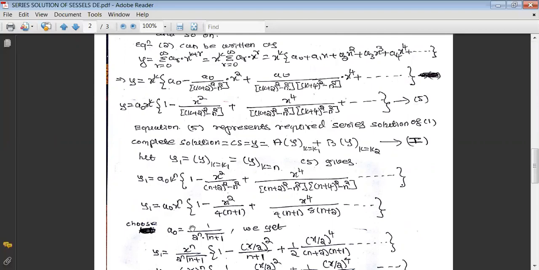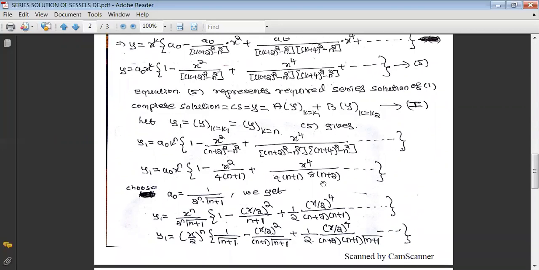It is x raised to n. Then it is 1 as it is, and this x square as it is. In the place of k, if you take n, it becomes (n plus 2) whole square minus n square, plus this x raised to 4 we have written as it is. Now (k plus 2) whole square minus n square becomes, for k equal to n, (n plus 2) whole square minus n square into (n plus 4) whole square minus n square, and so on.